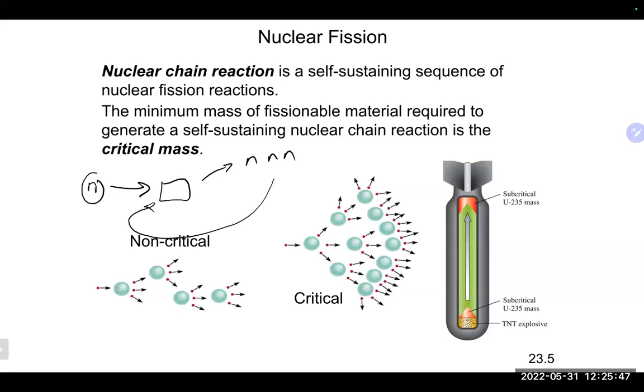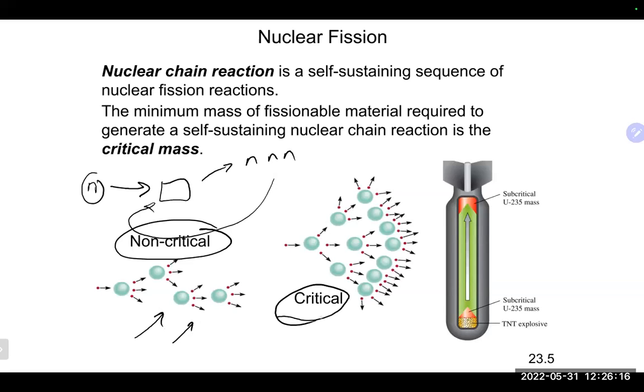To minimize that, we usually like to treat the material below what is necessary to keep this reaction going forever. That is what is known as the critical mass. The critical mass is the minimum amount of material you need so that, if you kick off this reaction, it will continue to kick off. So in a non-critical situation, you could keep it under control, and it eventually will not be able to sustain itself forever.